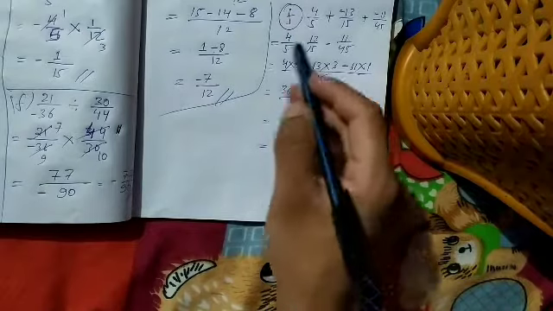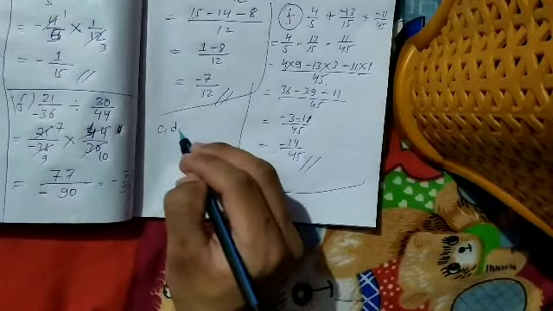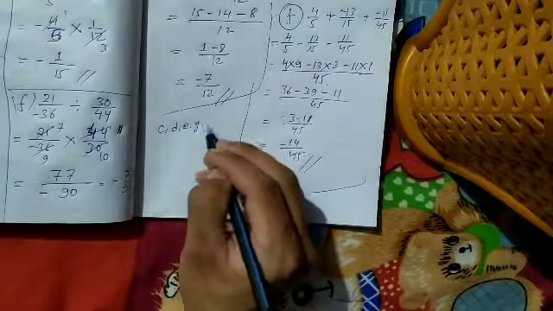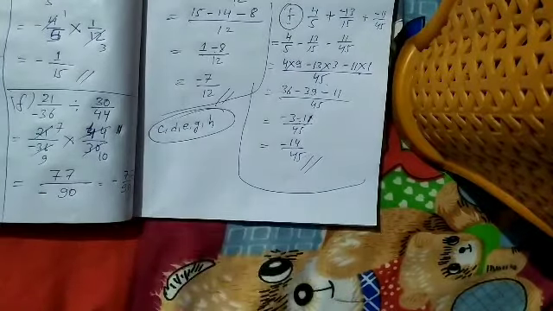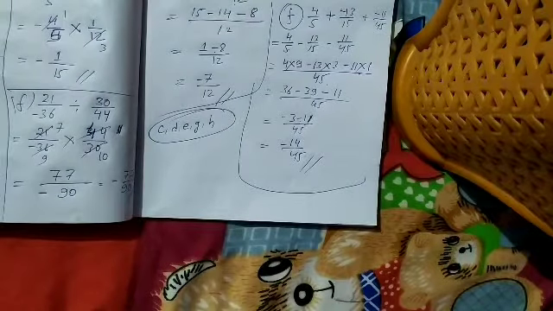Okay, in a similar way you can do all the sums, that is number C, number D, number E, number G and number H from this one as your homework. Do your homework and submit it in the group.